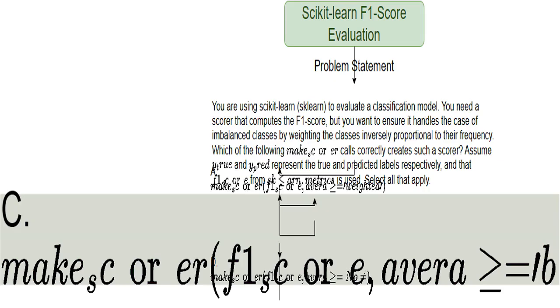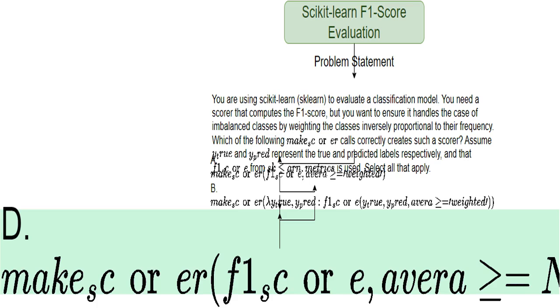This option is incorrect. average equals binary is designed for binary, two-class classification problems, not for multi-class problems with imbalanced data. For this, I need a weighted average F1 score. This option is also incorrect. Setting average equals none returns the F1 score for each class individually, not a single weighted average across all classes. The problem explicitly states the need for a single, weighted F1 score.